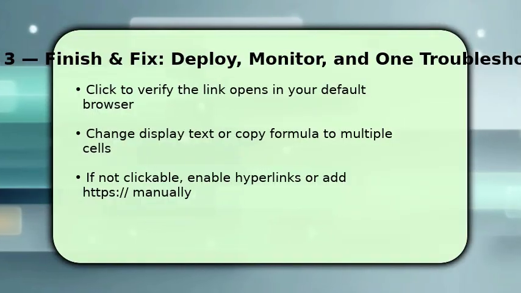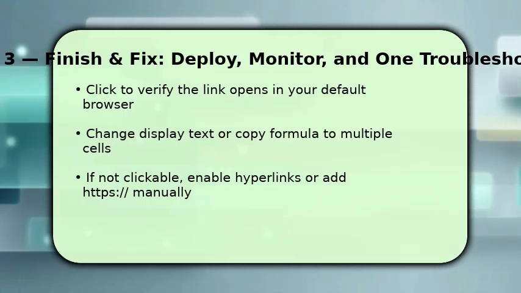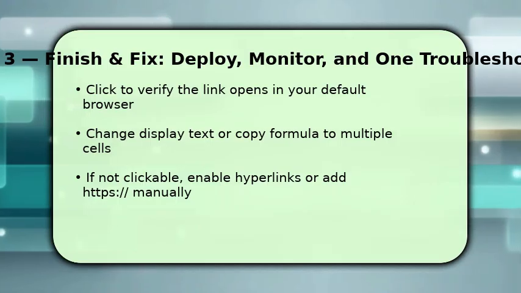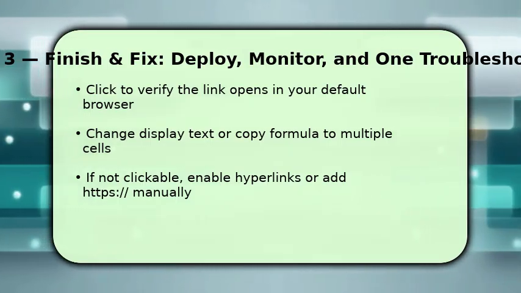If a cell shows plain text, convert it by re-entering the formula or using Paste Special Values after creating links. If the link won't open, make sure it starts with https:// and check Excel's Trust Center for blocked external content. This single troubleshooting tip solves most issues.